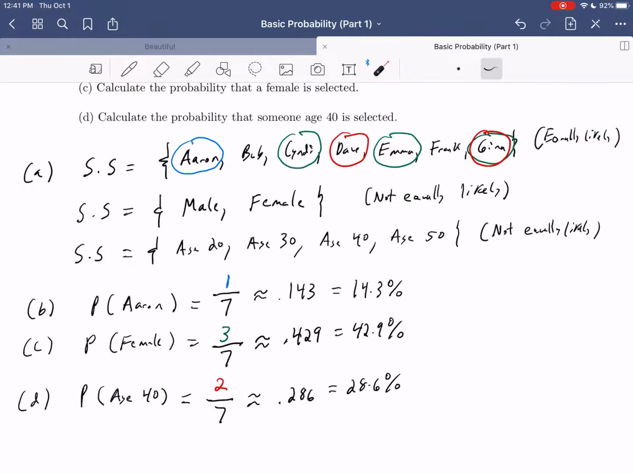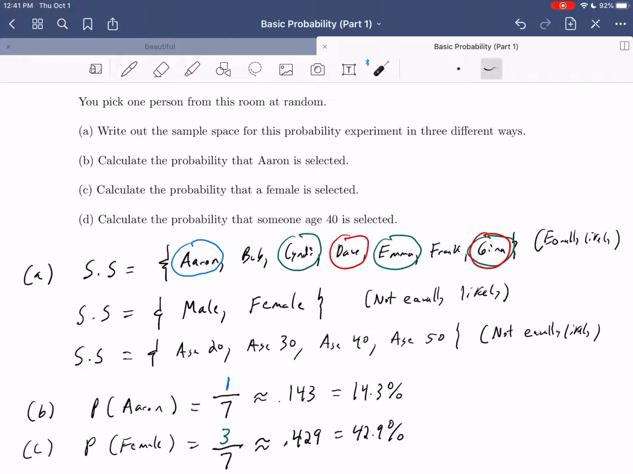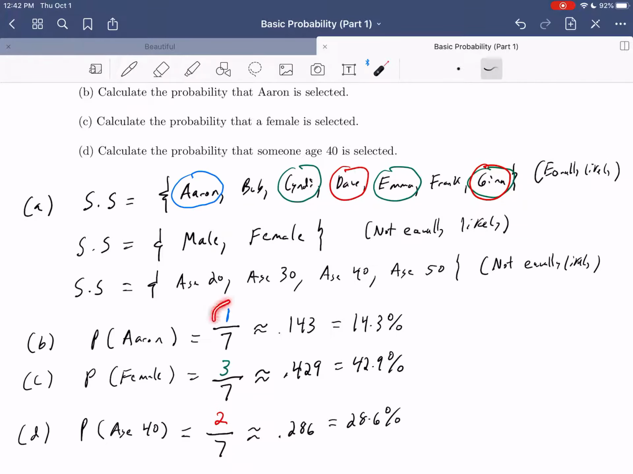Okay, so again, the idea here, and we'll investigate this more and more as we go forward, is that a lot of times in a probability experiment, you can think about the outcomes in a lot of different ways, especially if you have more information. We knew who these people were by name, we knew their gender, and we also knew their age. But we have to be careful. If you plan on using this formula of just dividing the number of outcomes by the number of things in the sample space, you have to make sure that they are equally likely.